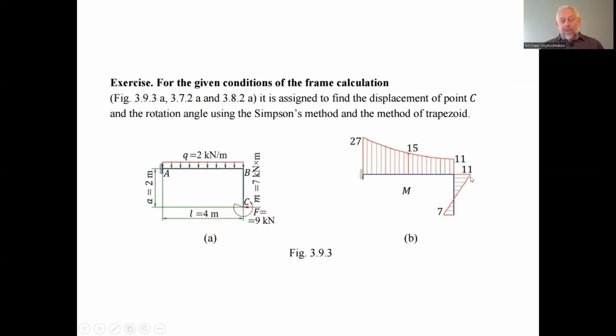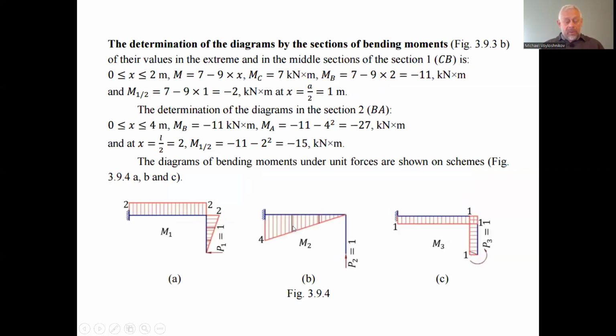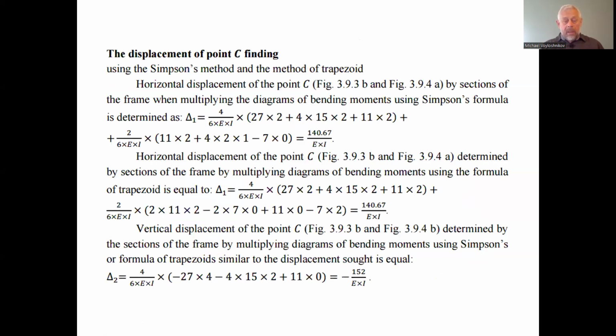11 is the magnitude bent in the same direction as on the previous element. We have 11 on the right, applied on the stretched fibers of the second element BC of the mechanical system. This is multiplied by 2. 2 is the magnitude of the bending moment from the action of the unit force in the required direction at point C. Plus 4, the factor of the Simpson rule.